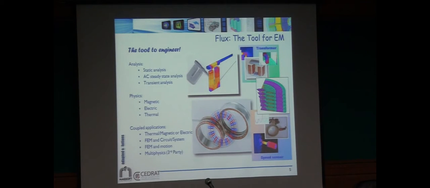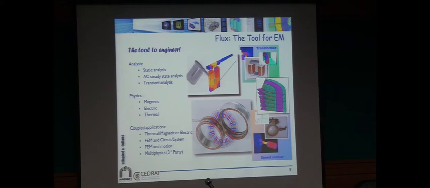AC analysis is where the signal is a sine function, and it's supposed to stay a sine function. And it's an approximation in the case of a nonlinear problem, but it actually works quite well. And it's a place where we model in frequency and phase. And transient, and of course in transient we can do any type of application, whatever it is.